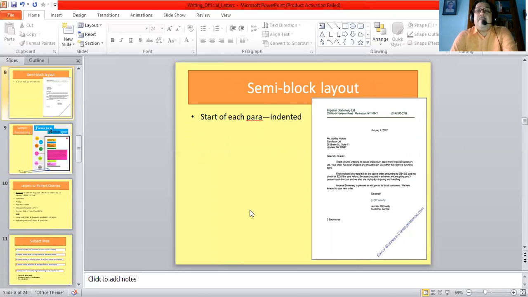We also have the semi-block layout. So what is that? The start of each paragraph is indented from the left margin. Like here, this is the introductory paragraph, the next one, and the concluding paragraph. They are all indented from the left margin. And the letter really does not have any kind of left alignment except that the address block at the top, the heading, is aligned towards the left. And the signature block below is aligned to the right. So is the date. So this is the semi-block layout.